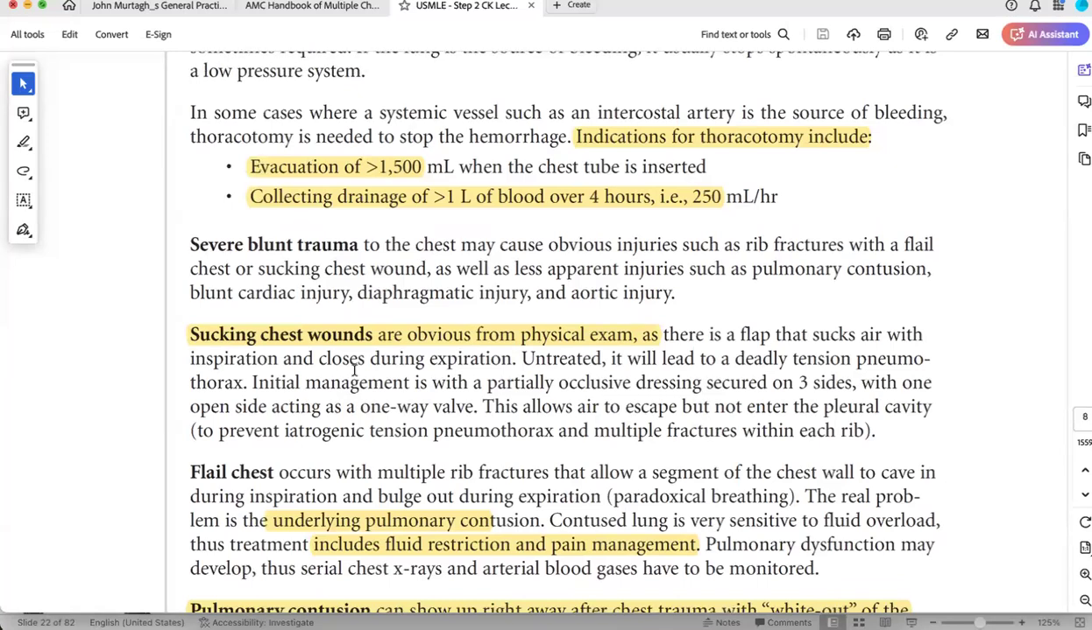So sucking chest wound is an important thing. In sucking chest wound, you will see that there is an open wound in the chest, and there is a flap. That flap sucks air in during inspiration. So there is an open wound. From that open wound, air goes into the lung when the patient takes inspiration or takes the breath in. And then that flap closes during expiration. That means air is going in, but it cannot come out. So it acts as a one-way valve.